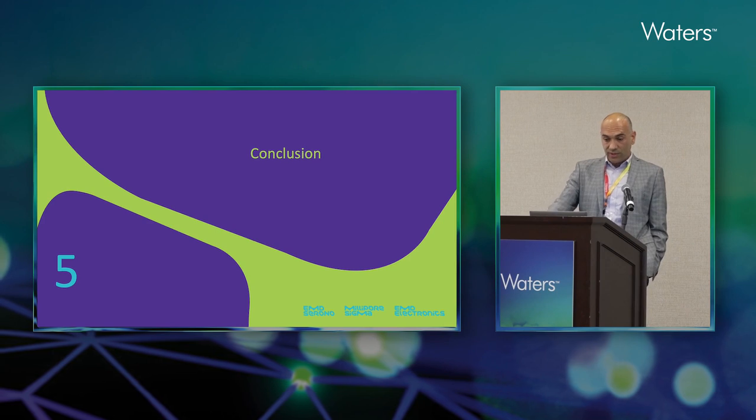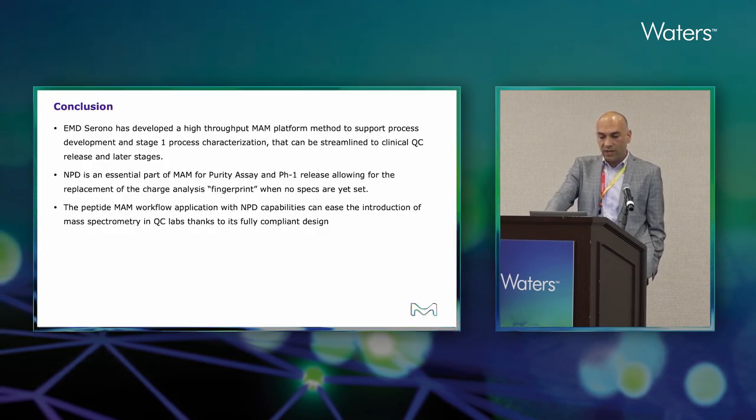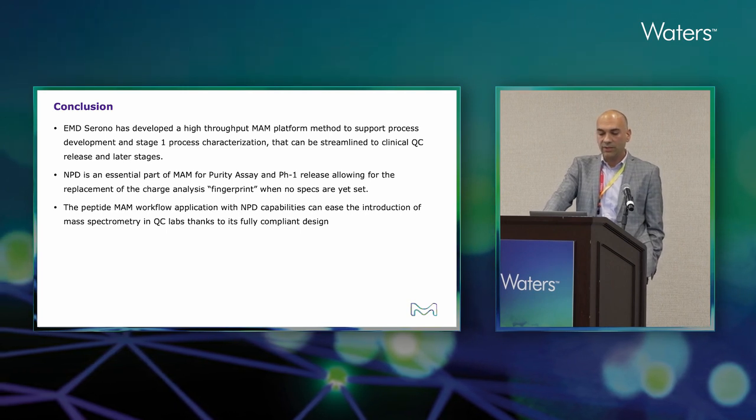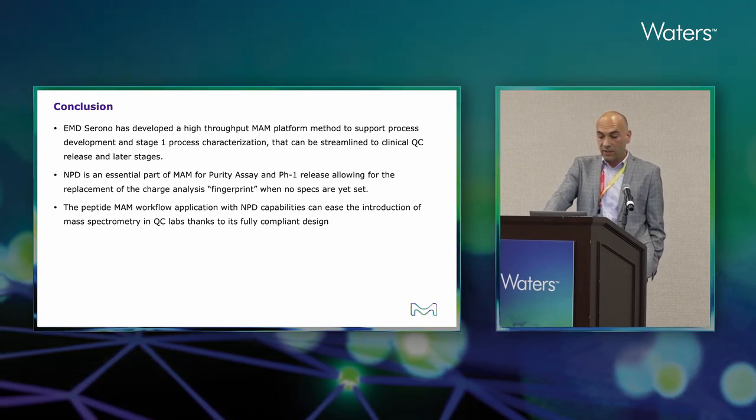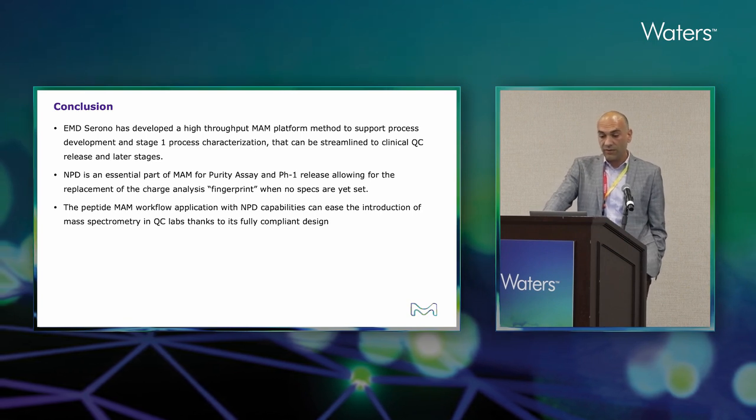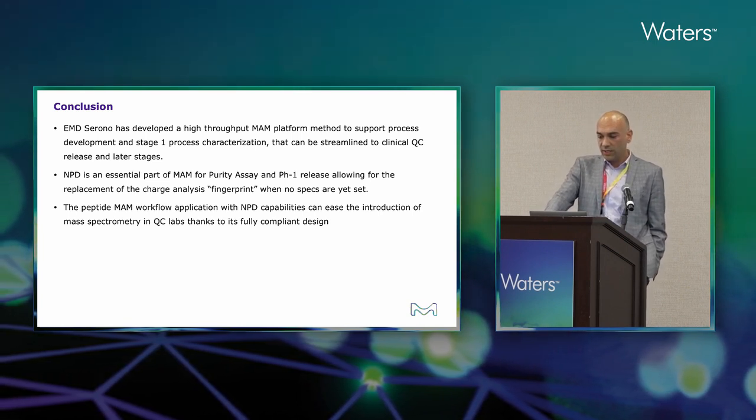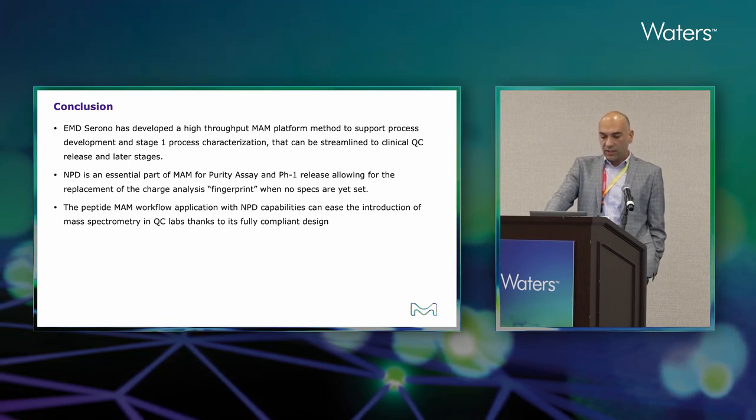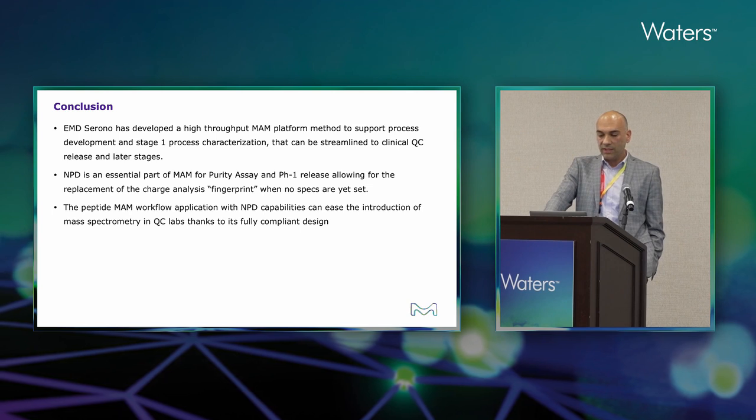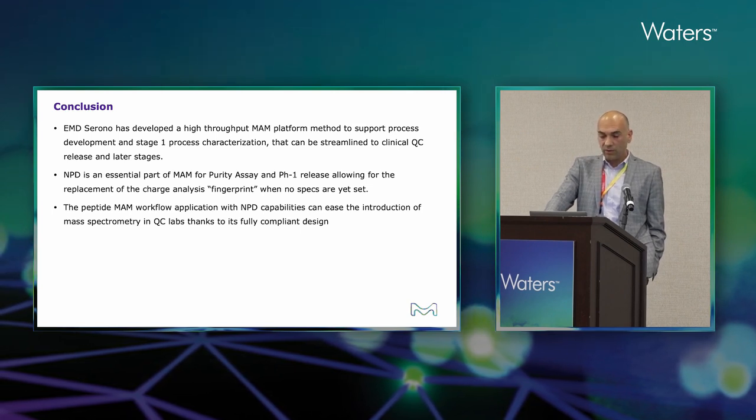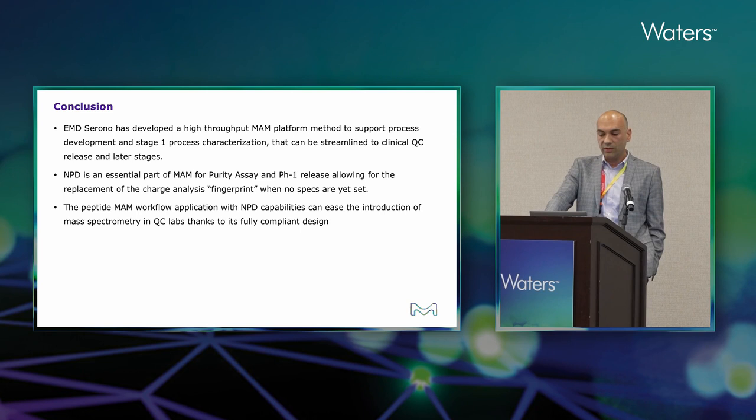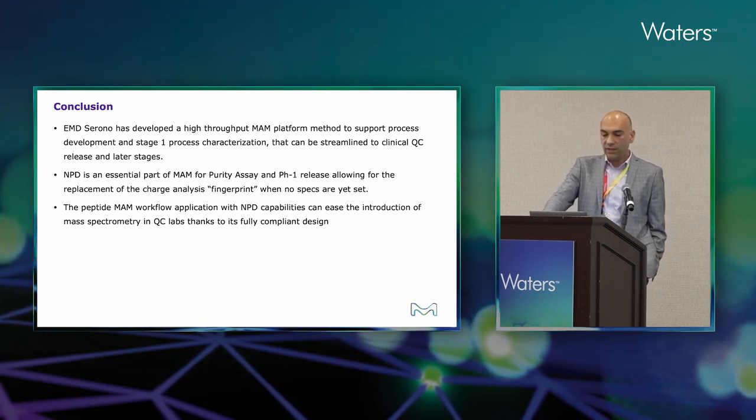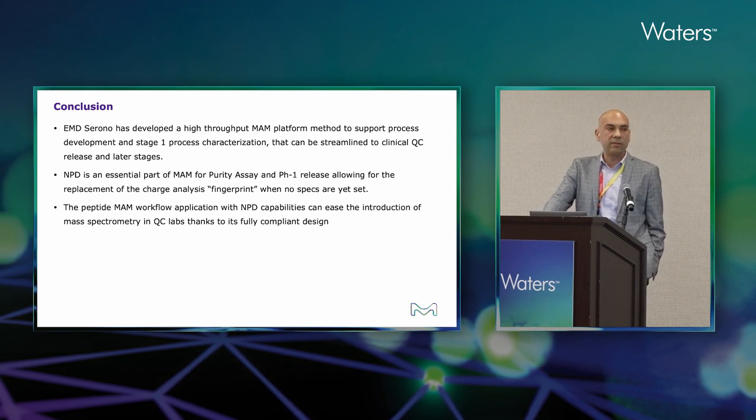So in conclusion, at MD Serono, we developed a high throughput MAM method to support development stage and process characterization that can be streamlined to QC. We have been in contact with the FDA to include it as a unique test also in clinical stages. New peak detection is an essential part of the purity assay, a phase 1 release. It allows us to replace the charge analysis fingerprint when no specs are yet set. And the peptide mapping application workflow with new peak detection can really ease the introduction of mass spec in a regulated environment.